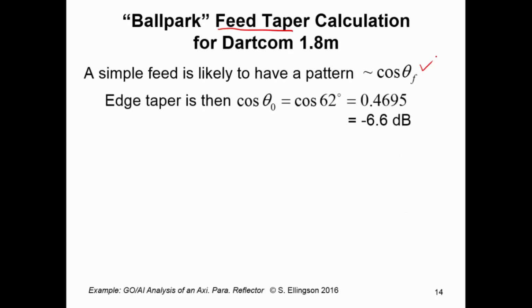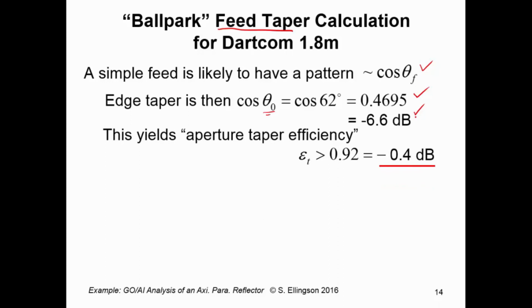Now here's how we can do this. A very simple feed is likely to have a pattern that goes as cosine theta f. Remember, sub f indicates the feed coordinate system. The edge taper you can then compute as being cosine theta naught, again that's the angle to the rim, which gives you a value of 0.4695, and that's minus 6.6 dB. In other words, the magnitude of the field that strikes the rim is about 6.6 dB below the value of the magnitude of the electric field which strikes the vertex of the dish.